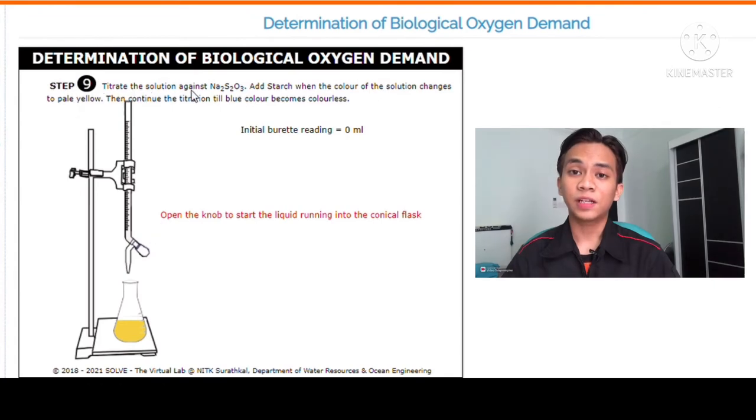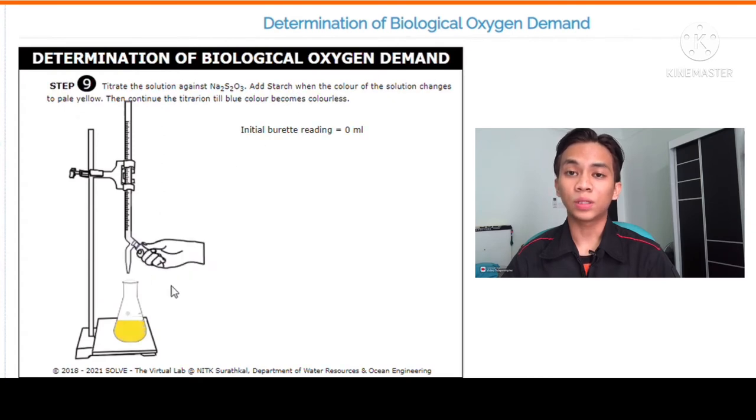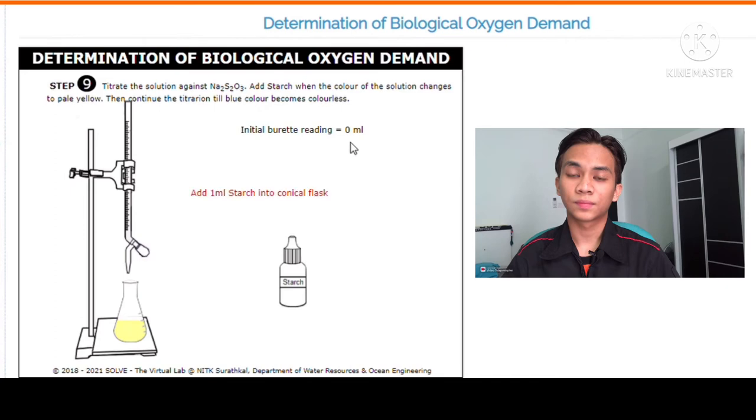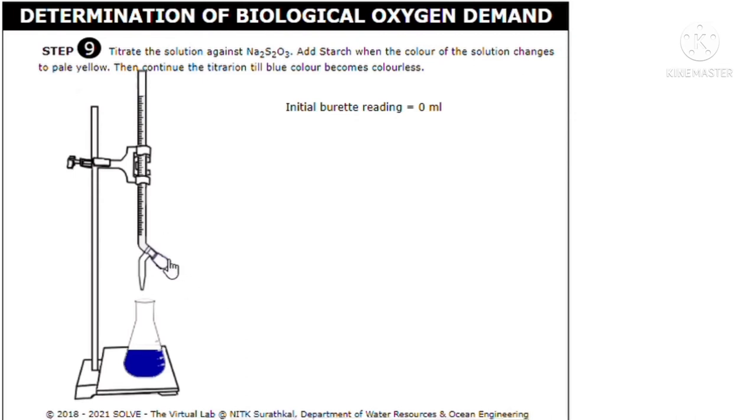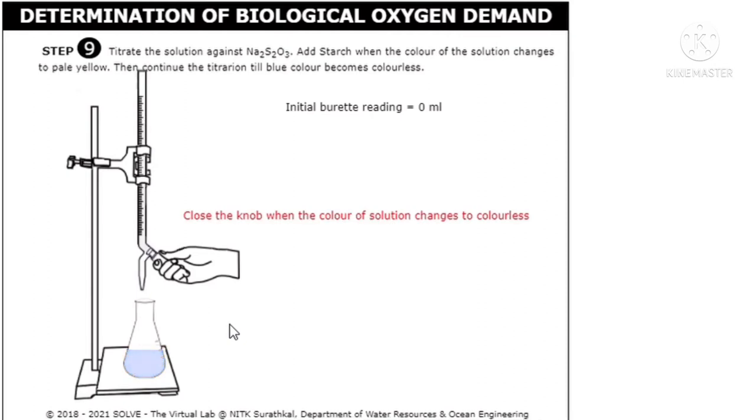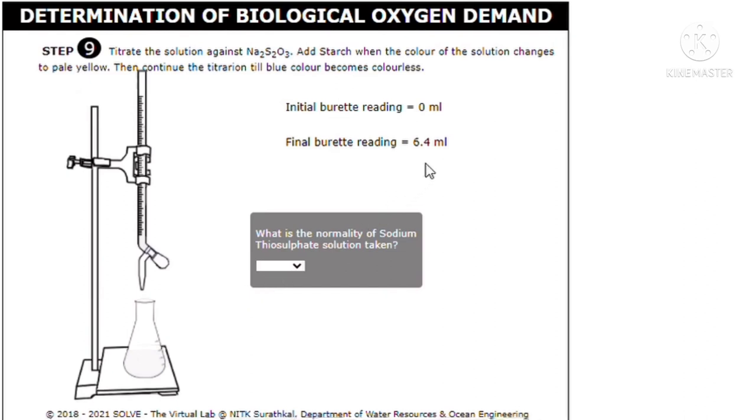Step 9. Titrate the solution against sodium thiosulfate. Open the knob to start the liquid running into the conical flask. Initial burette reading is 0 milliliter. Secondly, add 1 milliliter starch once the color of the solution changes to pale yellow. Now the color changed to blue. Then continue the titration till the blue color becomes colorless. The final burette reading is 6.4 milliliter.